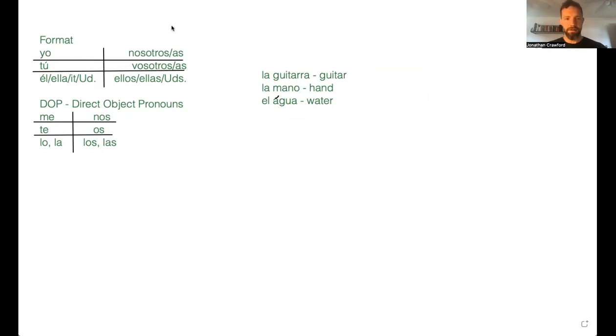And there's other nouns like that. Águila, for example. El águila. El águila means eagle.